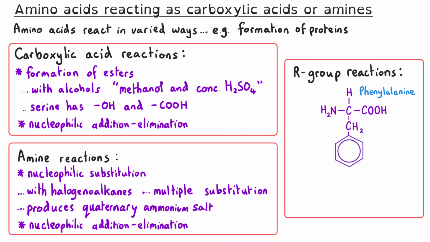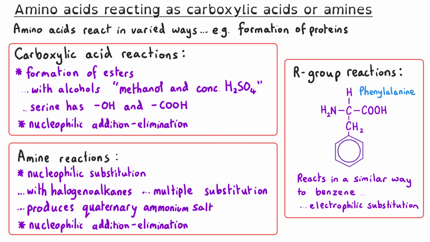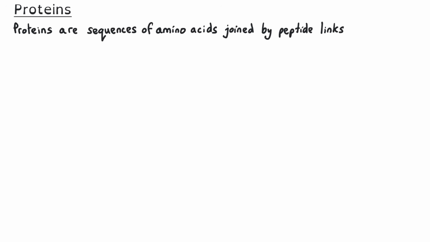You also need to be mindful of the reactivity of the R group, this side chain. I've already mentioned serine's alcohol group side chain, but another example is phenylalanine, which has a benzene ring. And so this means that phenylalanine will react in a similar way to benzene. And so the benzene ring can undergo electrophilic substitution reactions.